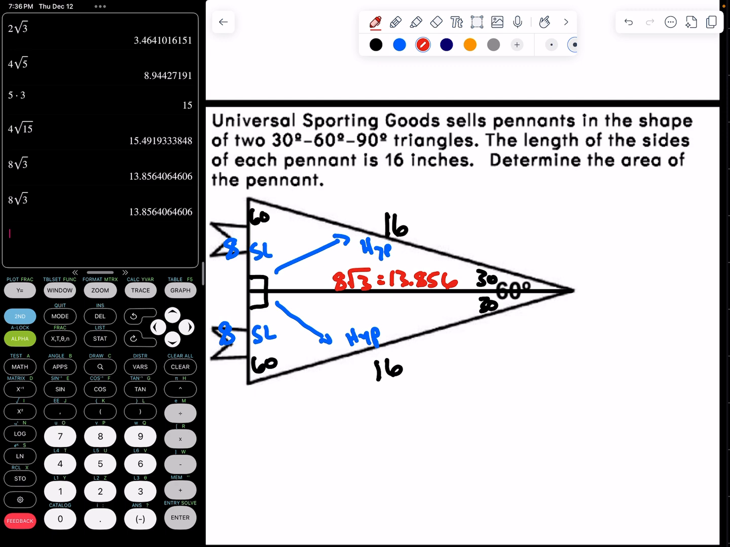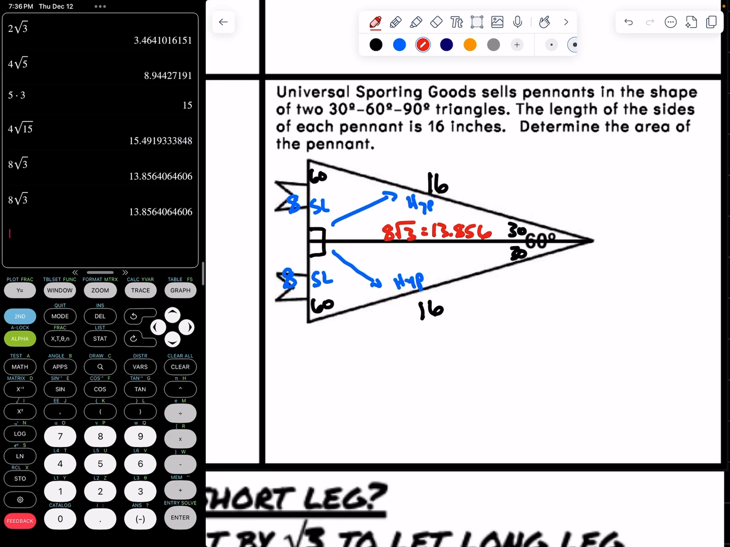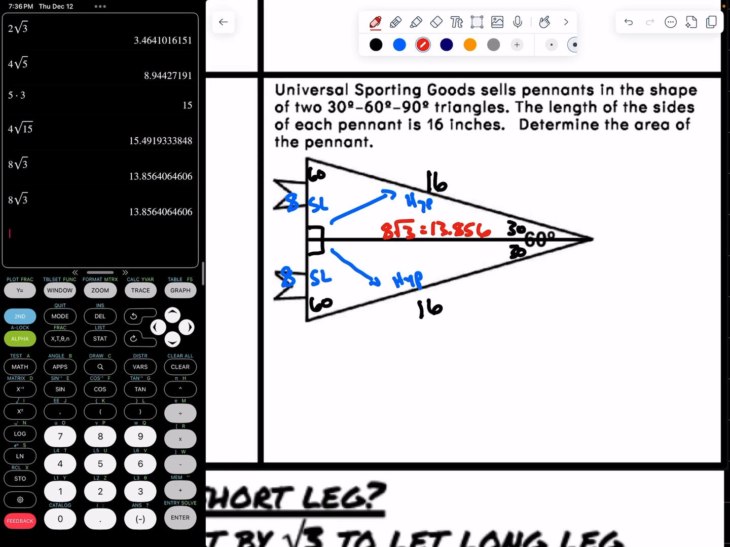I don't care about the short leg and long leg except for the fact that I'm looking for the area. So in order to find the area, I can take my area formula, which is 1/2 base times height. I'm going to just do this big triangle and say that this whole side is 16. So area equals 1/2 my base, which is 16, times my height, which is 8 root 3, or 13.856 with that big long decimal.